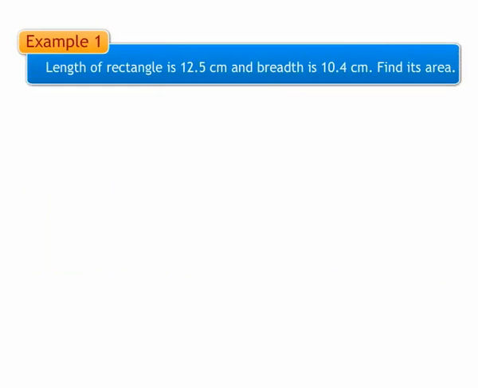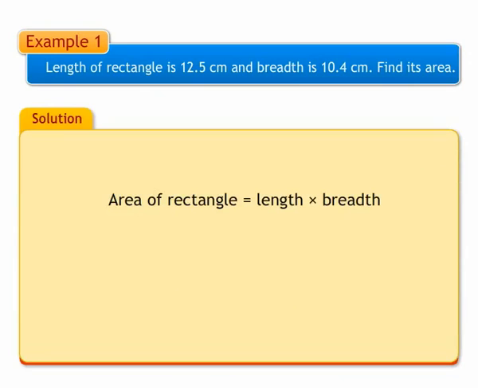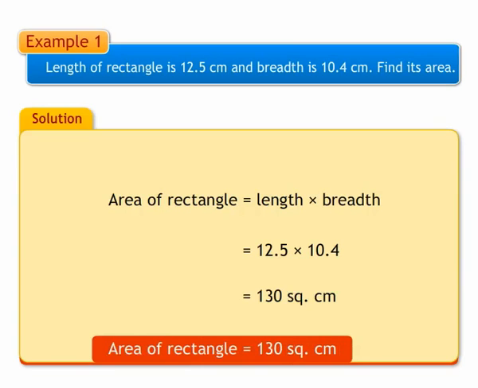Let us study some more examples. Example 1. Length of rectangle is 12.5 centimeters and breadth is 10.4 centimeters. Find its area. Solution. Area of a rectangle is length into breadth. Substituting the values of length and breadth, area is equal to 12.5 into 10.4, which is equal to 130 square centimeters. Therefore, area of a rectangle is 130 square centimeters.